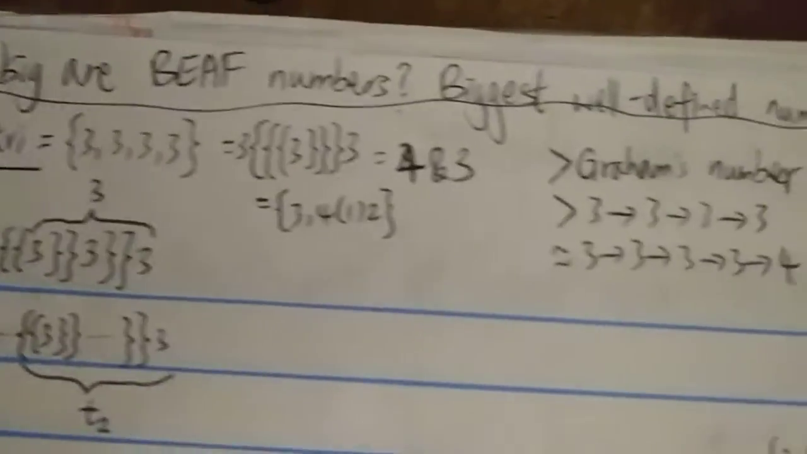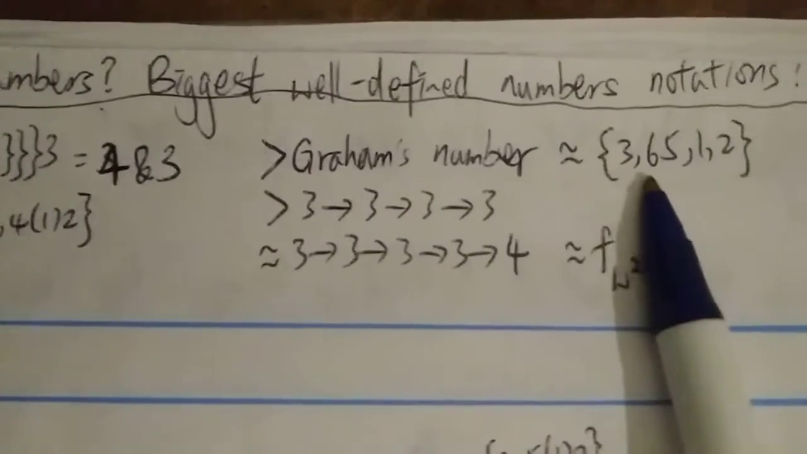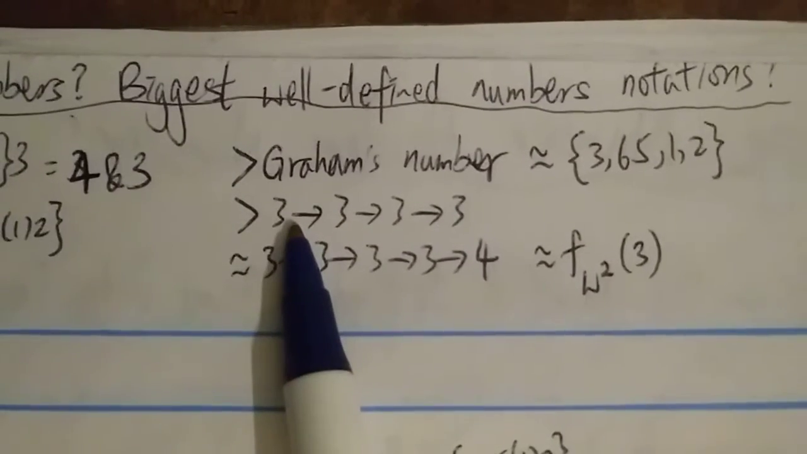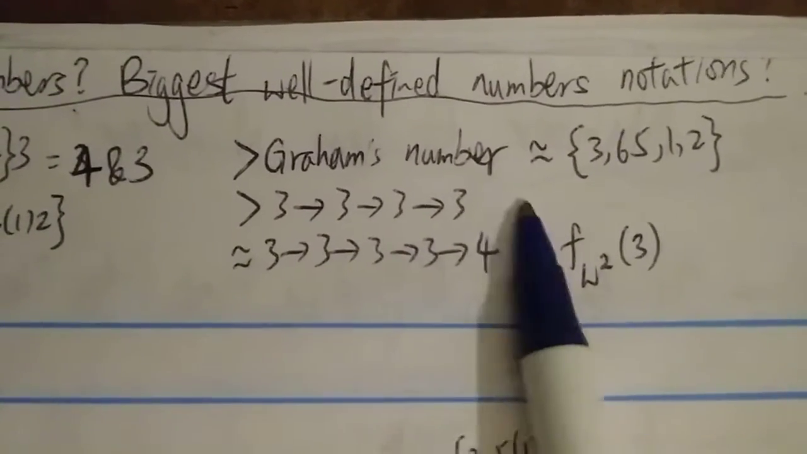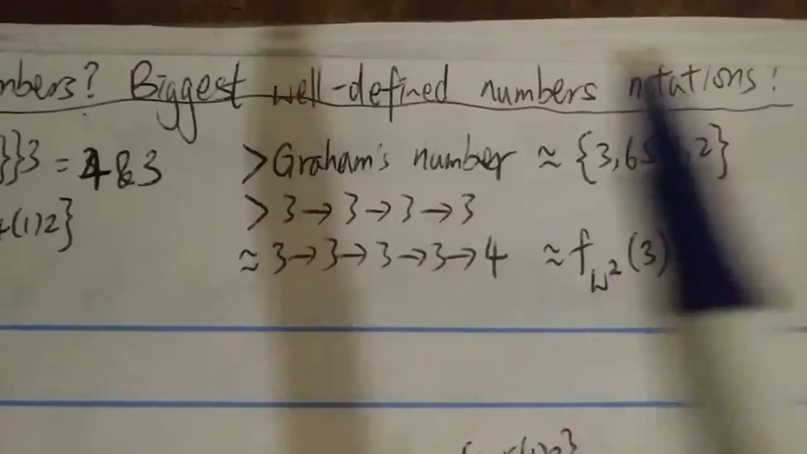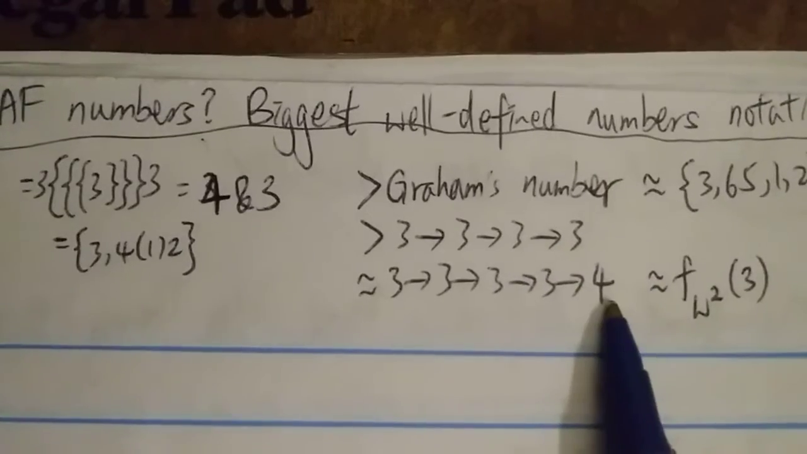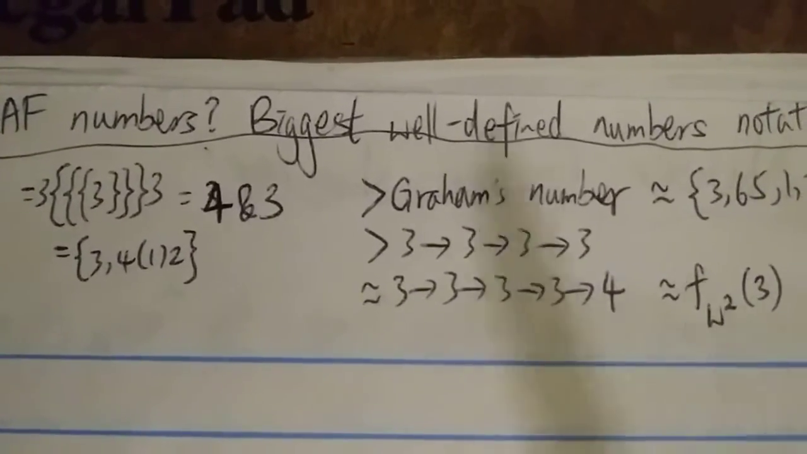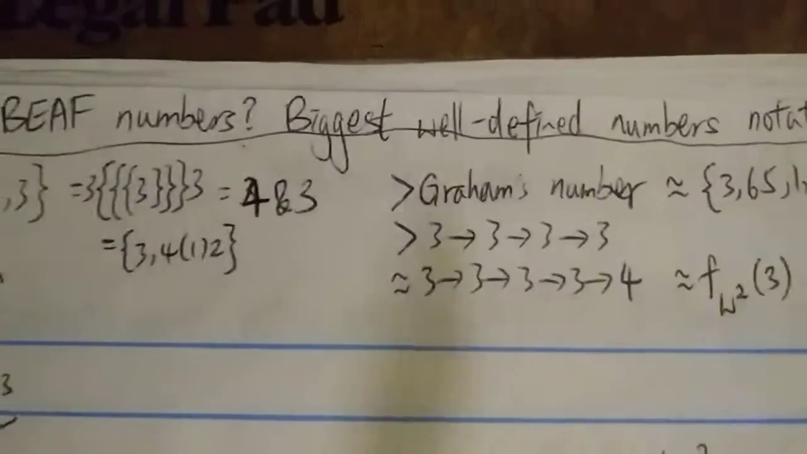So how big is this number? This number is already way bigger than Graham's number, which is around 3 6 5 12 in BEAF. It's also bigger than the chain arrow notation 3→3→3→3, and it's much bigger than Graham's number. It is similar to 3→3→3→3→4 in the chain arrow notation, which is a 5-entry chain arrow. In terms of the fast-growing hierarchy it is around f of omega squared of 3.